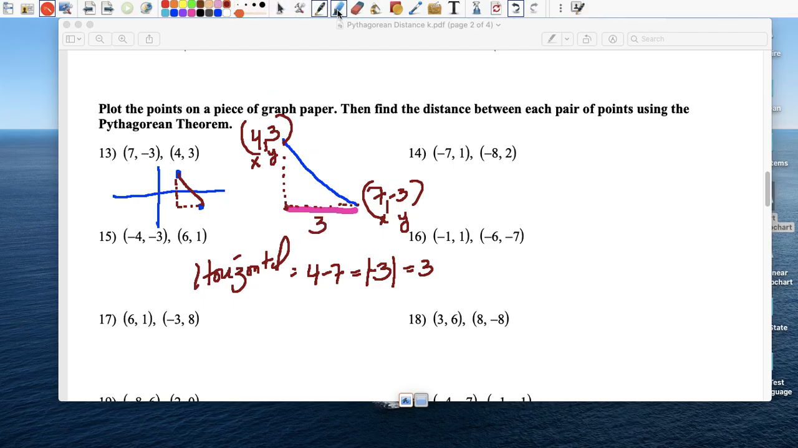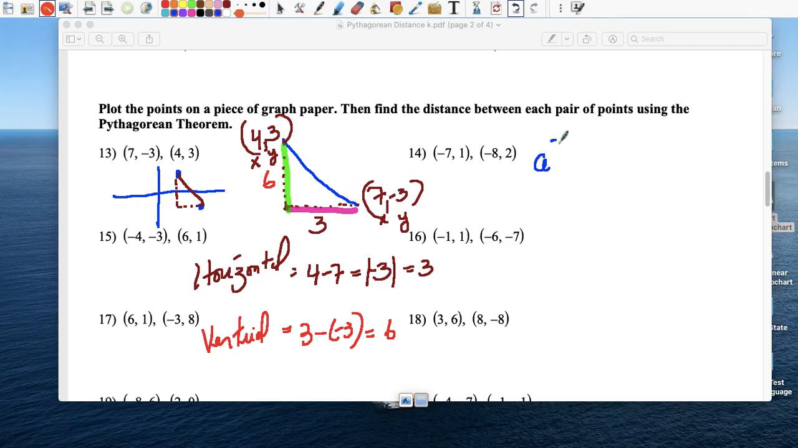Now, let me change colors for the vertical distance. The vertical distance is going to be the difference between the y values. So I'm going to write vertical distance. Where are the y values? They are 3 and negative 3. So you go 3 minus negative 3, and 3 minus negative 3 is the same thing as 3 plus 3, which gives you 6. So this is 6. Now you have all the information you need to find that diagonal.